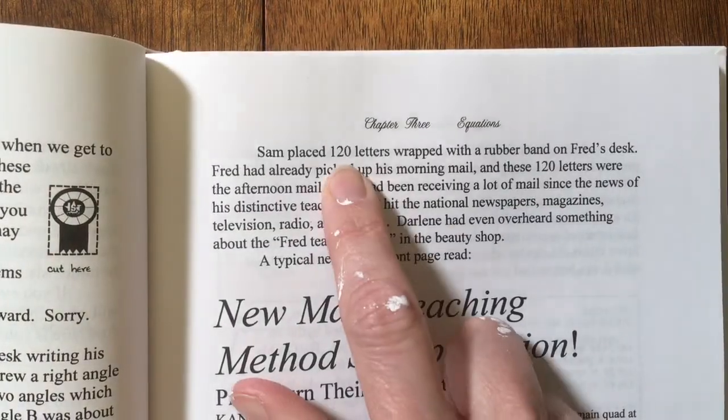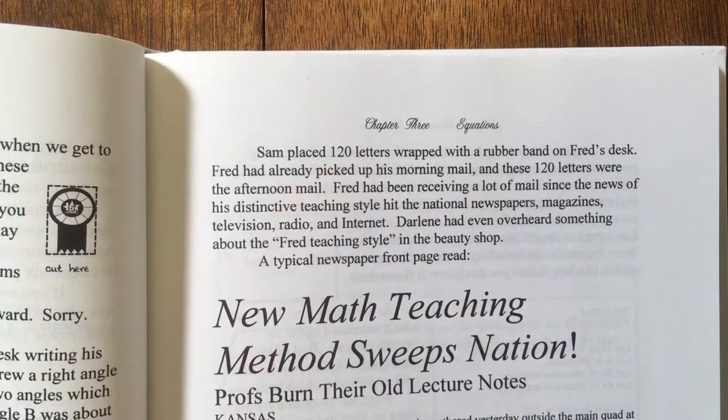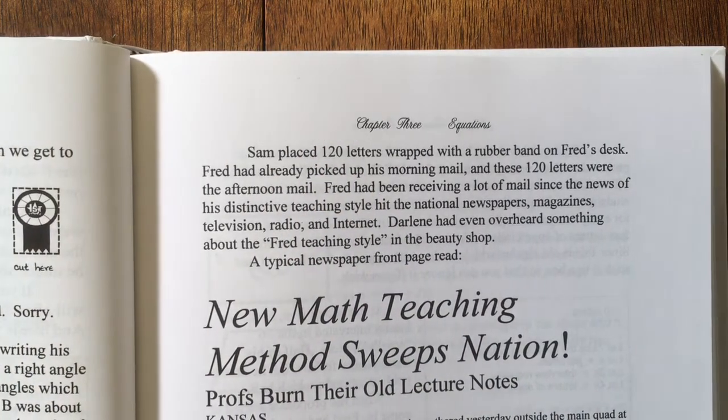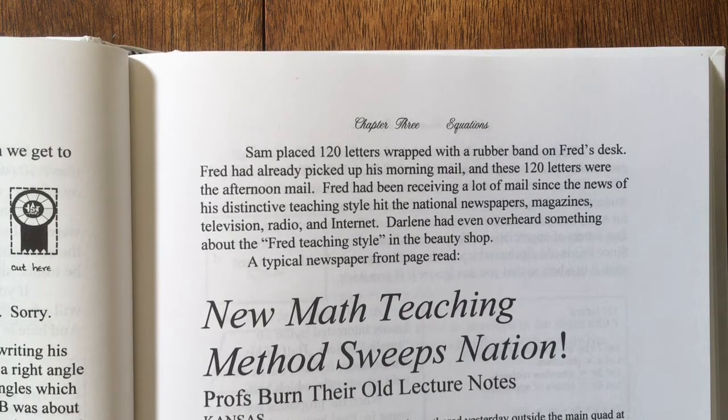Sam placed 120 letters wrapped with the rubber band on Fred's desk. Fred had already picked up his morning mail, and these 120 letters were the afternoon mail. Fred had been receiving a lot of mail since the news of his distinctive teaching style hit the national newspapers, magazines, television, radio, and internet. Darlene had even overheard something about the Fred teaching style in the beauty shop.